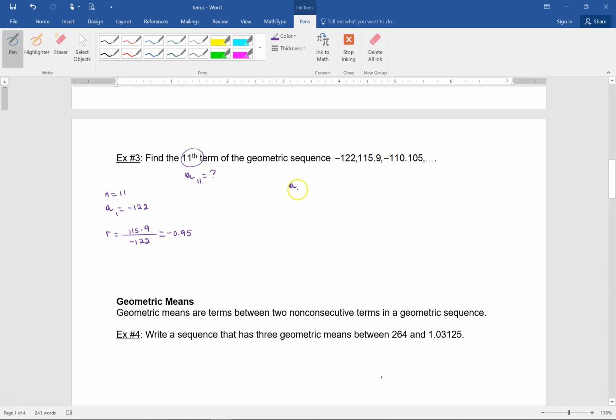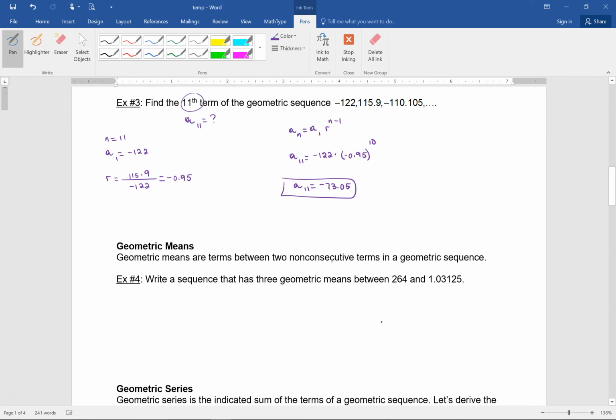So an is equal to a1 r to the n minus 1. A11 then is negative 122 times negative 0.95 to the power of 10. We plug this in the calculator, and A11 is negative 73.05. Okay? And you can tell r is negative, so the terms are going to alternate sign. If the first term is negative and the second term is positive, that means all the odd numbered terms are negative. So A11 would be negative, A23 would be negative, right? So you know that you're supposed to get a negative answer for that one.